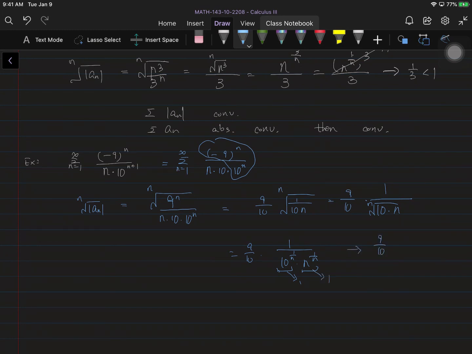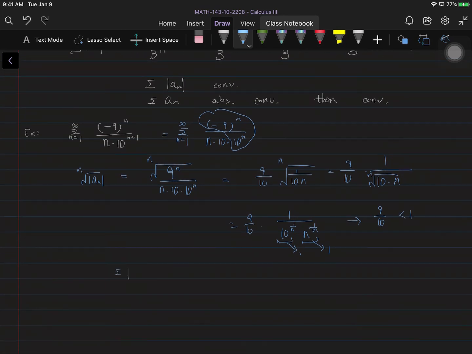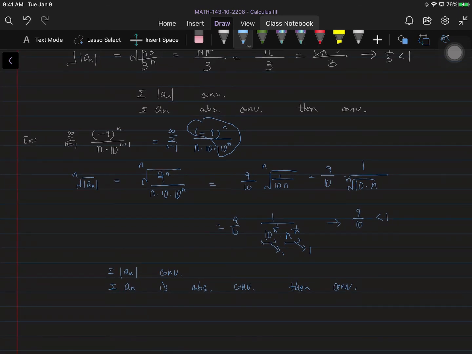And we notice that 9 over 10 is less than 1, so we know it is convergent, and this is absolutely convergent. Then it's convergent also. Okay, so this is the exercise problem. This is all about absolute convergence or divergence. Now we can stop this section.